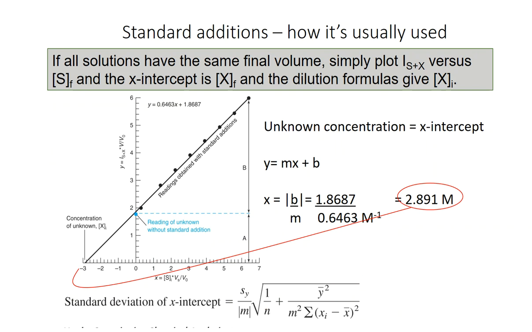If you want to get the error in this concentration, you'll just use the same standard deviation of x formula that we were using before for any linear least squares method, where you have the error in y divided by the slope. Here's the number of times you measured it. Here's the slope that you've measured. Here are the average y values from your calibration curve, and your values for x.